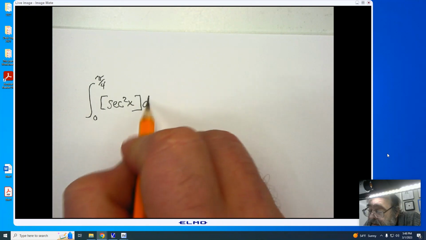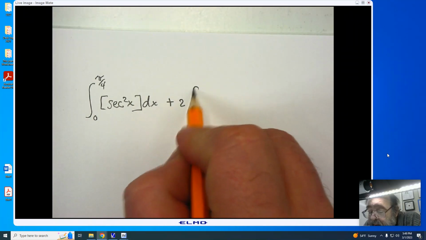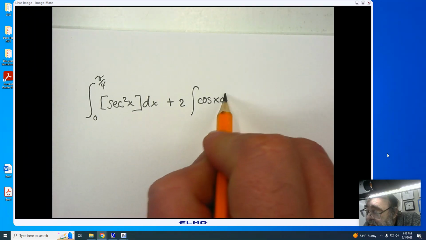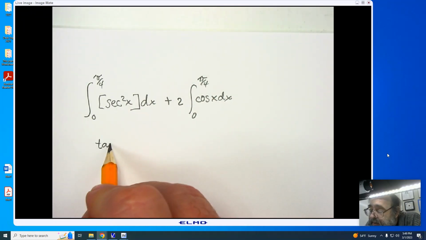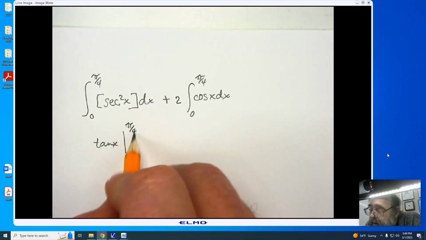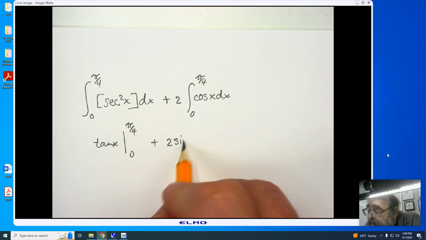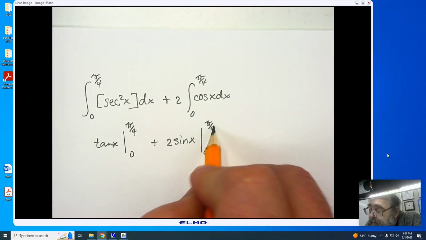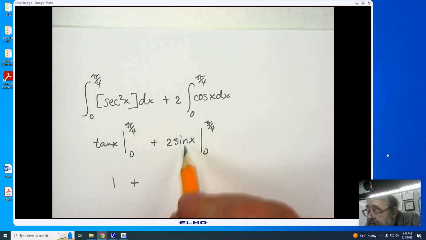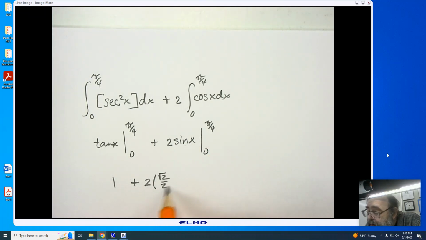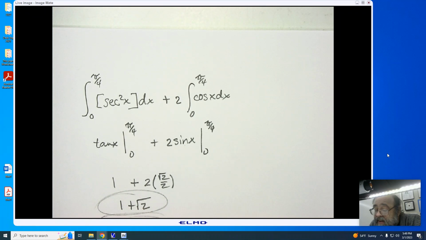Secant squared x dx minus the double negative for the 2 integration, cosine goes here, and we're going from 0 to pi over 4. Now this piece is going to come out as tangent x, 0 to pi over 4, plus, and we now have 2 sine x, 0 to pi over 4. When we plug in the pi over 4, we get 1. When we plug in the pi over 4 into sine, we get 2 times root 2 over 2. That's going to give us 1 plus root 2, and that is 2.4142. So here it is as an exact value, here it is as the decimal, and we've now seen 3 different ways to do it.